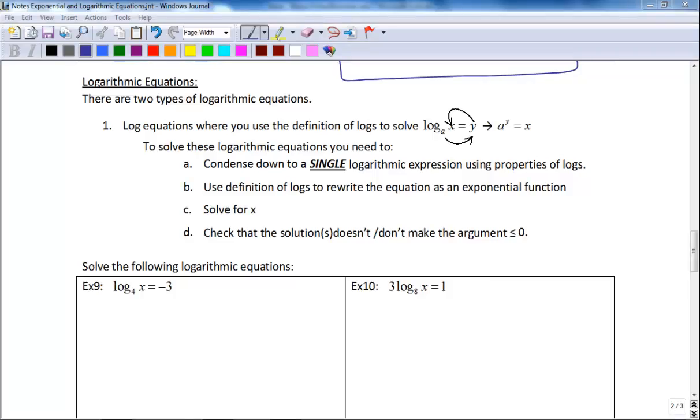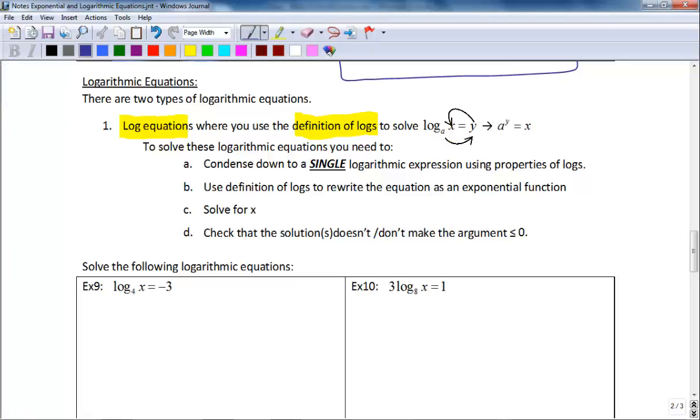Just like there's two different types of ways to solve exponential equations, we're going to look at two different ways to solve logarithmic equations. So the first type is log equations where we're going to use the definition of logs to solve for x. So remember, log base a of x is equal to y if and only if a to the y is equal to x. So the base goes with the other number and it equals what the argument was.